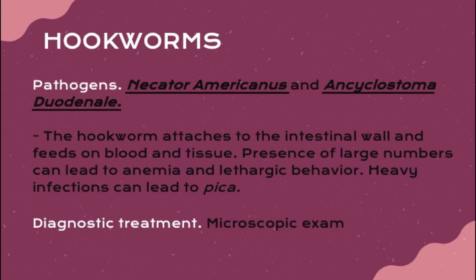Hookworms. So hookworms infections were once a very common parasitic disease in the southeastern states. Pathogens Necator americanus and Ancylostoma duodenale. The hookworm attaches to the intestinal wall and feeds on blood and tissue. Presence of large numbers can lead to anemia and lethargic behavior. Heavy infections can lead to pica.